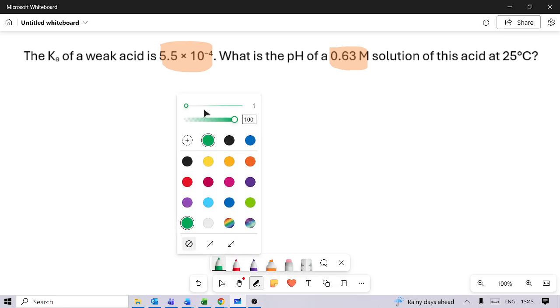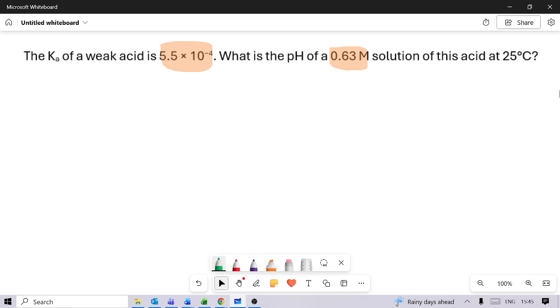The first thing that you need to do for this question would be to write the equation. Now most students might get confused here, okay? Because you were not given an acid, but this is a weak acid, so we can write it as HA dissociates to give H plus A minus.